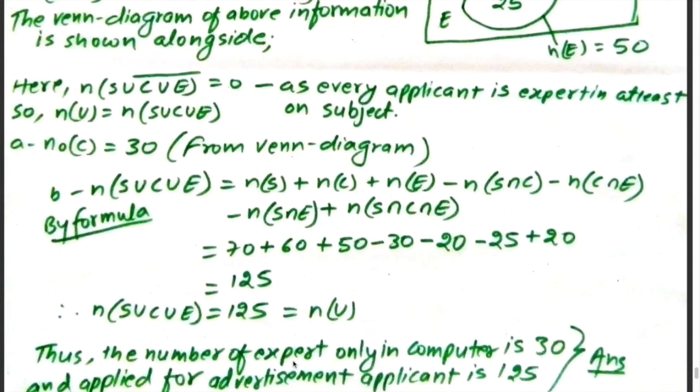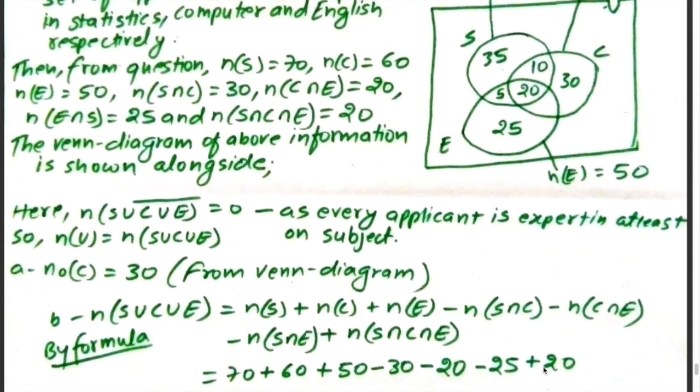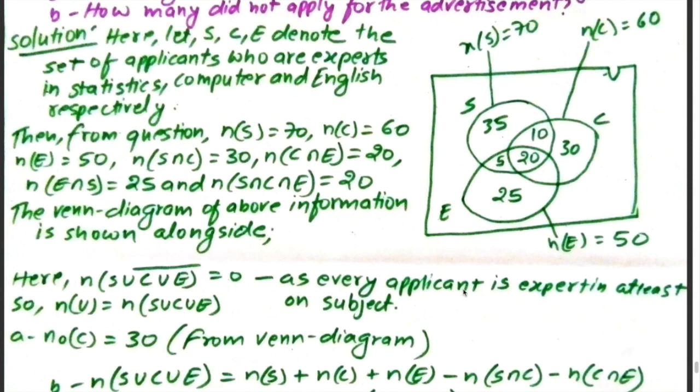Now the number of people expert in only computer is 30. From the Venn diagram we can easily get only C is 30. The number of applicants who applied for the advertisement is 125. This is also clearly explained in the Venn diagram.